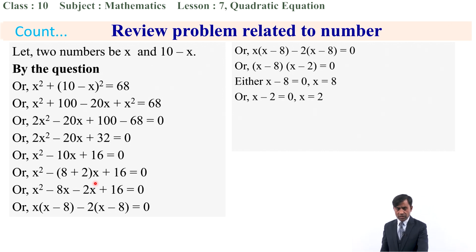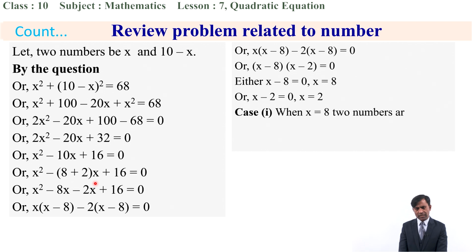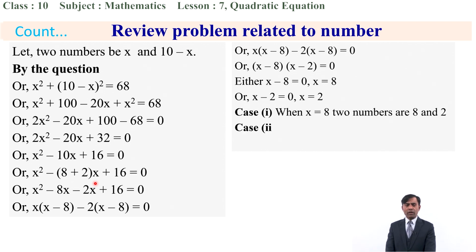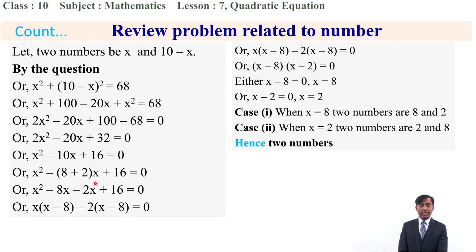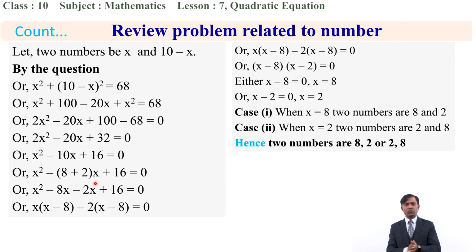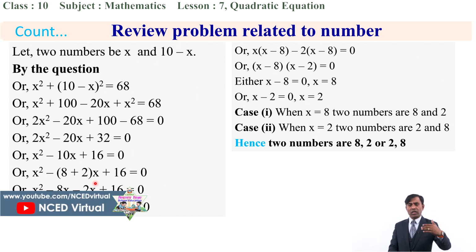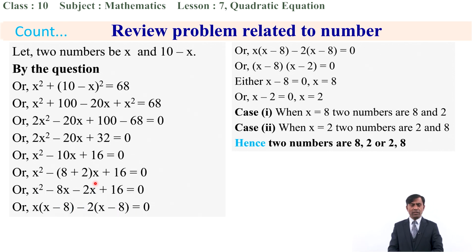Now the question is, when x is equal to 8, then the two numbers are 8 and 2. Case two, when x is equal to 2, the two numbers are 2 and 8. So finally, we write the two numbers are 8 comma 2 or 2 comma 8. What is the difference between 8 comma 2 and 2 comma 8? Why do we have to write it two times? 8 comma 2 is in decreasing order, and 2 comma 8 is in increasing, ascending order. The first is descending order, the second is ascending order. So from greater number to smaller number, or smaller to greater, we present the answer this way if both are possible, right?